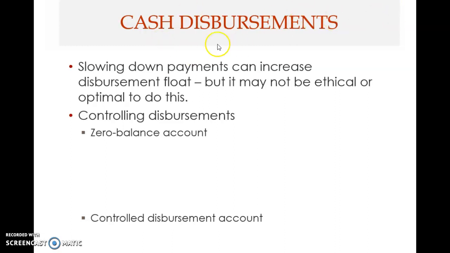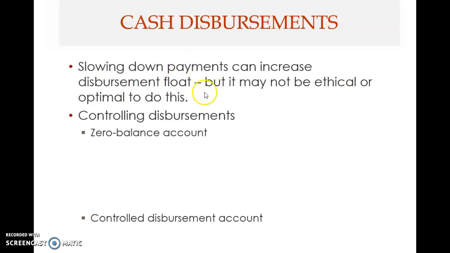Now cash disbursements. This is another aspect of cash management. The idea here is to slow down payments, so that this can increase the disbursement float. The objective of managing the float is, if it's a collection float, we want to expedite, we want to collect earlier. But if it's a disbursement float, we want to delay this. Why? Because if there is a delay, you have made the payment but the funds would still be available in your bank account. Therefore, disbursement float is good if you can increase the disbursement float for the company.